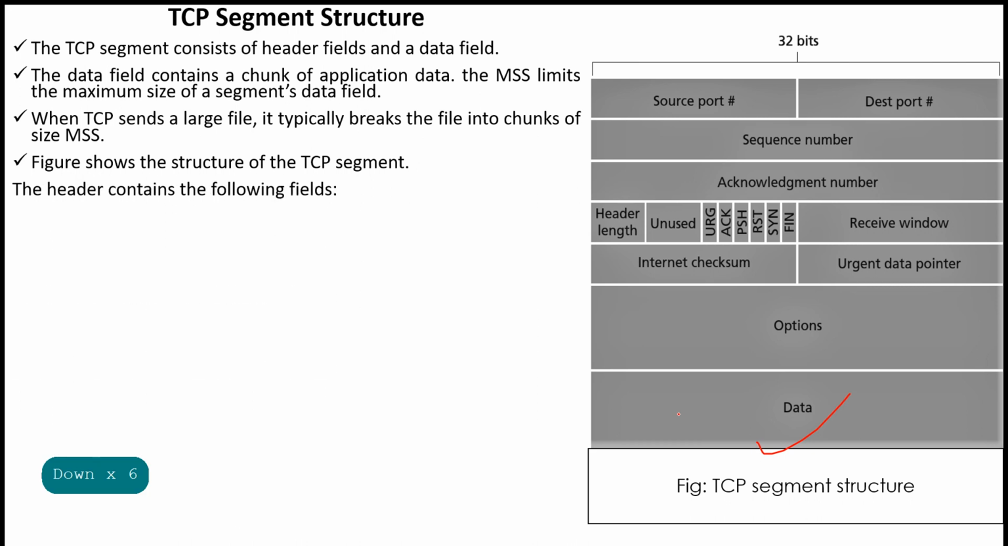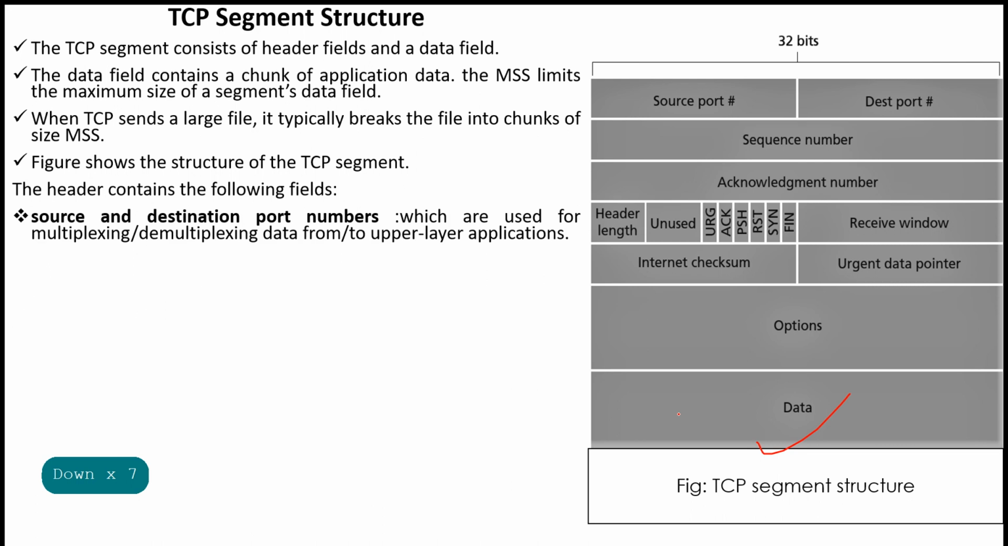The header contains the following fields: source and destination port numbers, which are used for multiplexing and demultiplexing data from or to upper layer applications.